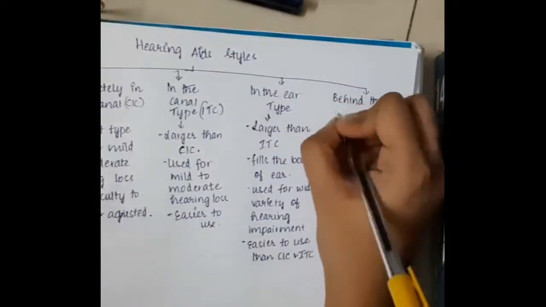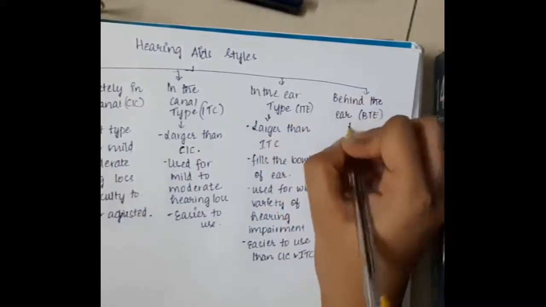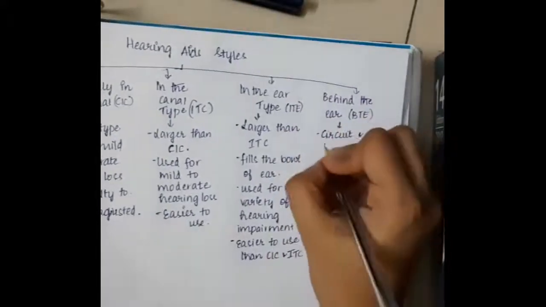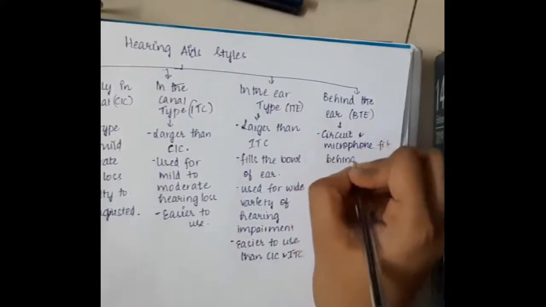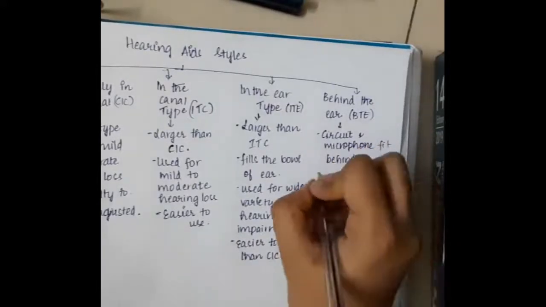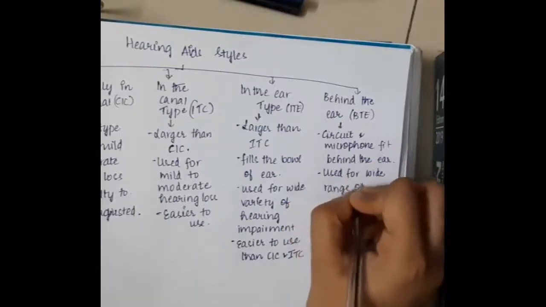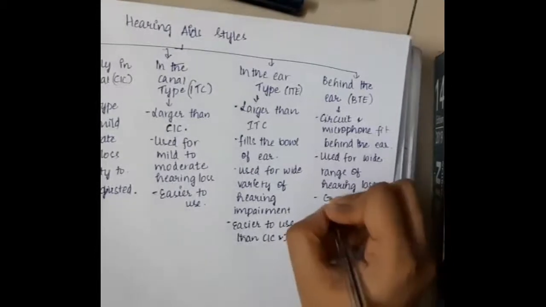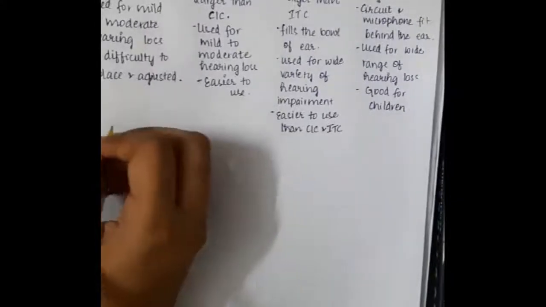Then we have the behind the ear type. Here a circuit and a microphone are put behind the ear. They fit behind the ear. We use it for a wide range of hearing loss. This behind the ear type is good for children. So these are the important hearing aid styles.